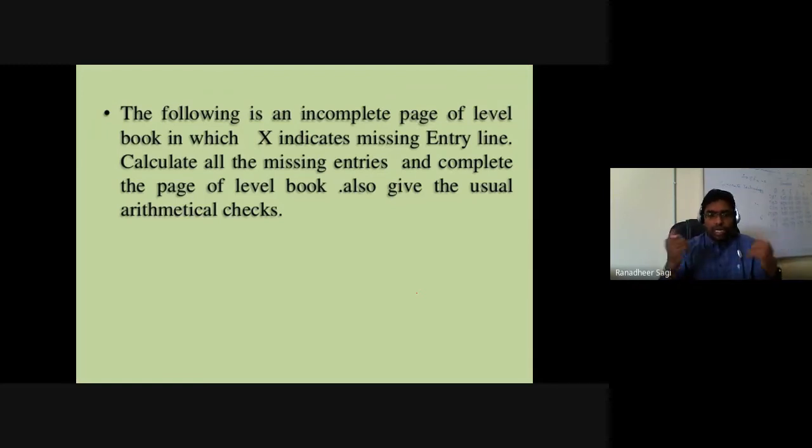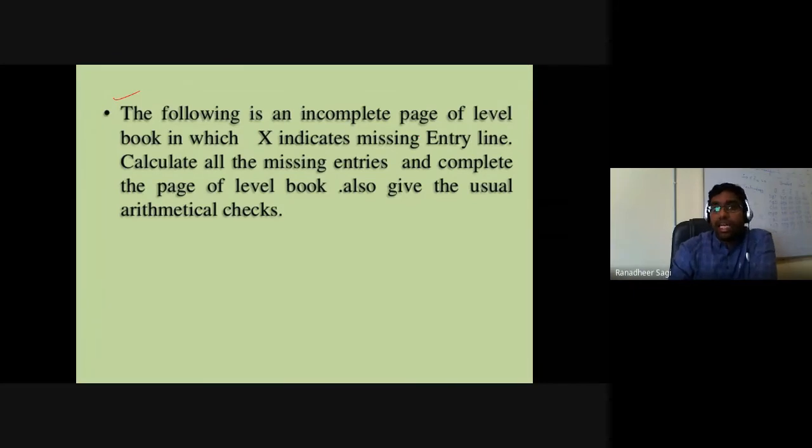In that particular level book, all the calculations were done earlier. But now when we went and saw, all the data was not properly represented in that level book table. Some entries are missing. Now, how do we find out those missing entries in that particular level book? Okay. So let's look at a particular case that we are interested in understanding.